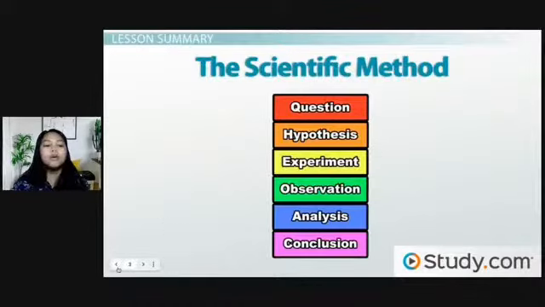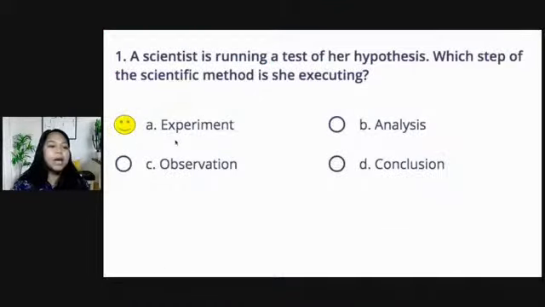And again, we were looking for letter A, experiment, because experimentation's purpose is to check whether your hypothesis is correct or wrong. So letter A for number one.